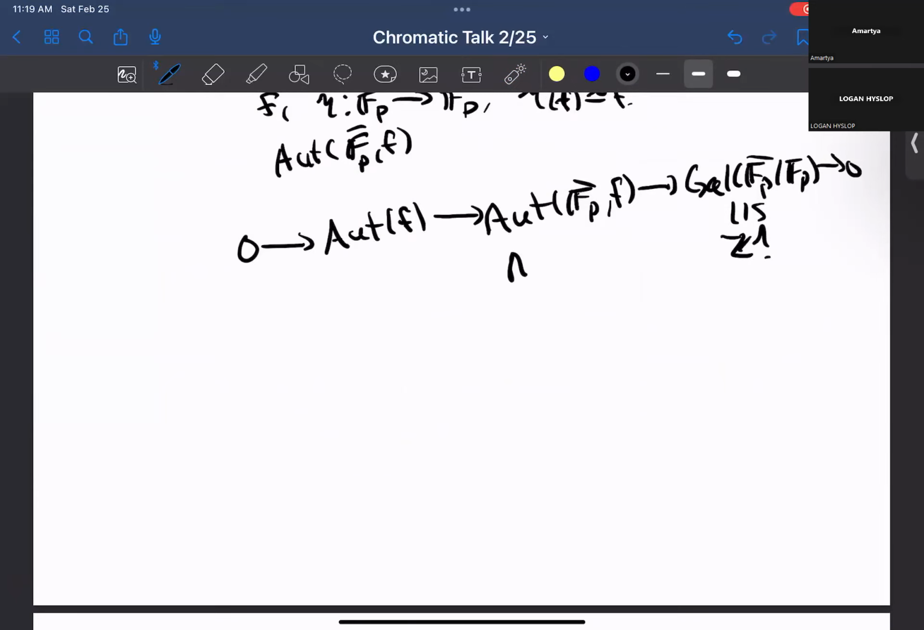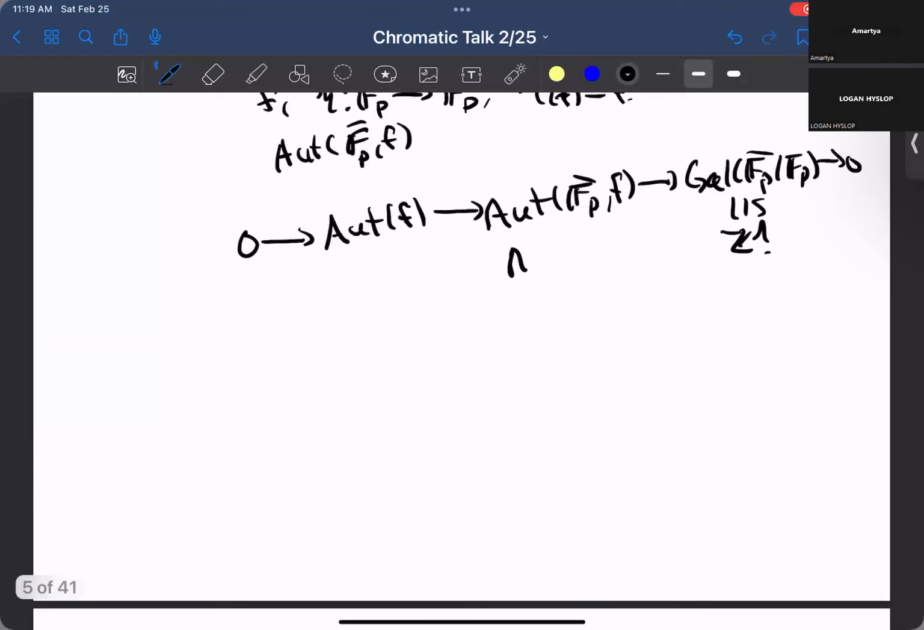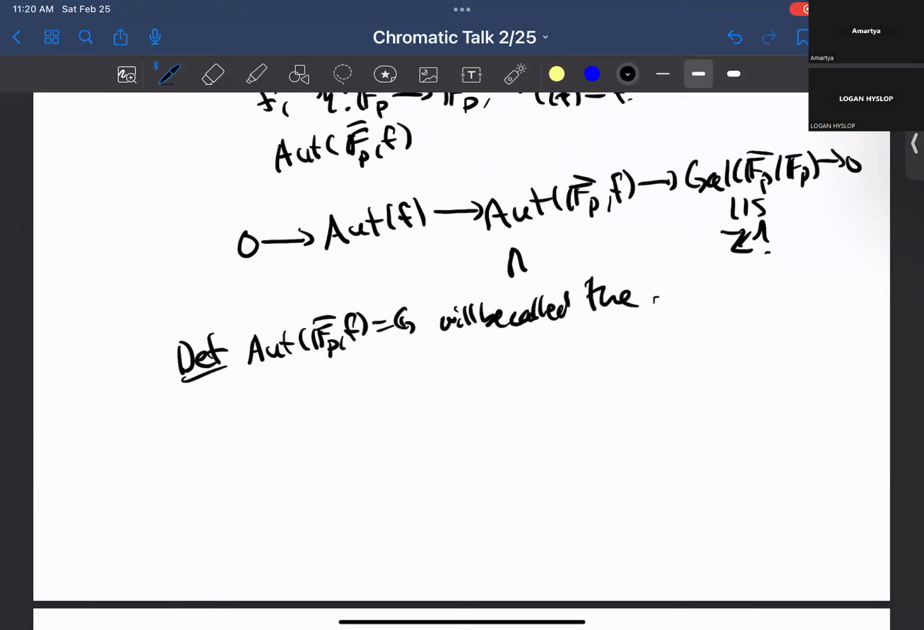So to this end, we're going to look at properties of our formal group law F. This guy is what we call, let me just write a definition before we go any further. Aut(FP bar, F) is equal to G will be called the Morava Stabiliser group. This is what we intend to study today.